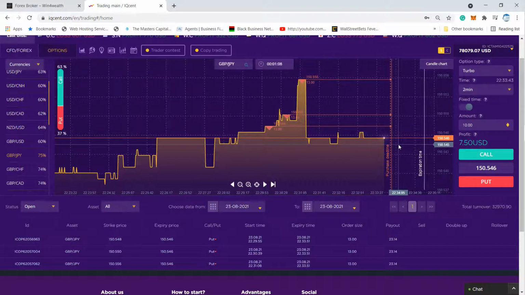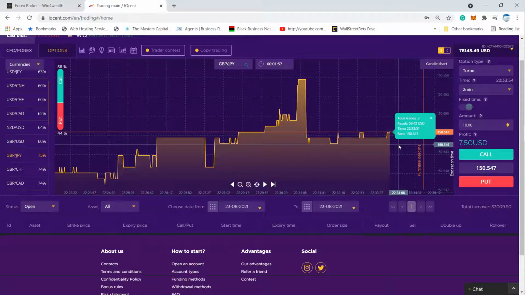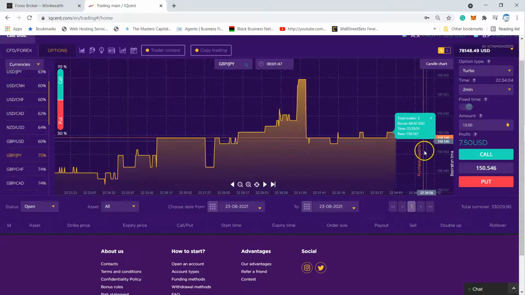It's like 5 seconds away from us winning this trade, and we got 2 double ups plus the original trade, so we'll win a substantial amount. So here we go. We won the trade, so we won $69.42. We won all 3 of the double ups, and that's how you do a double up, you guys. So very simple, and we won some money today.